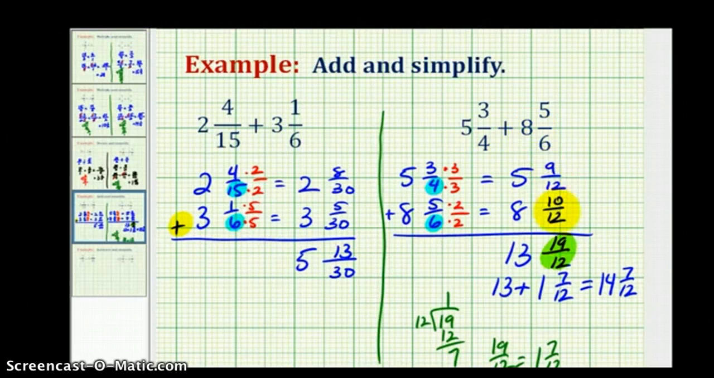So this is the main thing we have to watch out for when adding mixed numbers. When we add the fraction parts, if the fraction is an improper fraction, we have to convert it to a mixed number and then add it to the whole number.